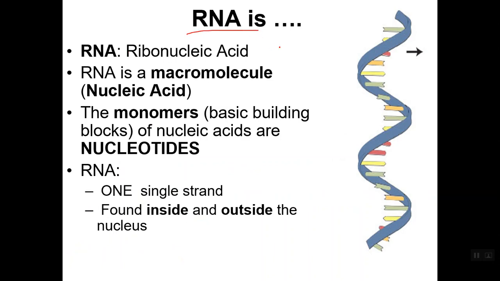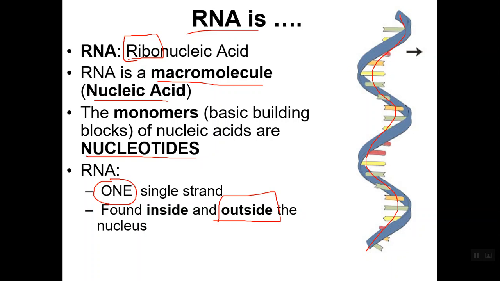So very briefly here, RNA is ribonucleic acid. The difference between that and DNA is the ribose, right? Ribose is the sugar in RNA, whereas deoxyribose was the sugar in DNA, right? And again, it is a macromolecule, it is a nucleic acid, right? Just like in DNA, the building blocks for RNA, the monomers, are nucleotides, nothing new, right? Some differences are that RNA is single-stranded. There's only one strand in an RNA molecule, and it can leave the nucleus. It is not trapped in the nucleus like DNA is.